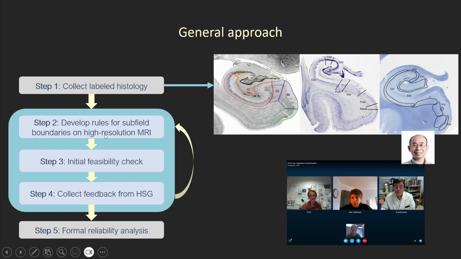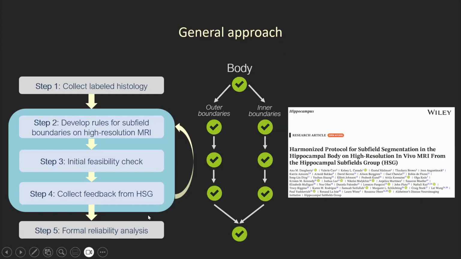With this histology data, we've then worked on developing subfield boundaries on high resolution MRI, so rules for that, to develop a protocol. Whenever we have this, we do a feasibility check. We collect feedback from the larger hippocampal subfields group to make sure that we didn't overlook anything, that people are all on board with the protocol. And then we do a formal reliability analysis to make sure that if you apply this protocol twice, you get the same result.